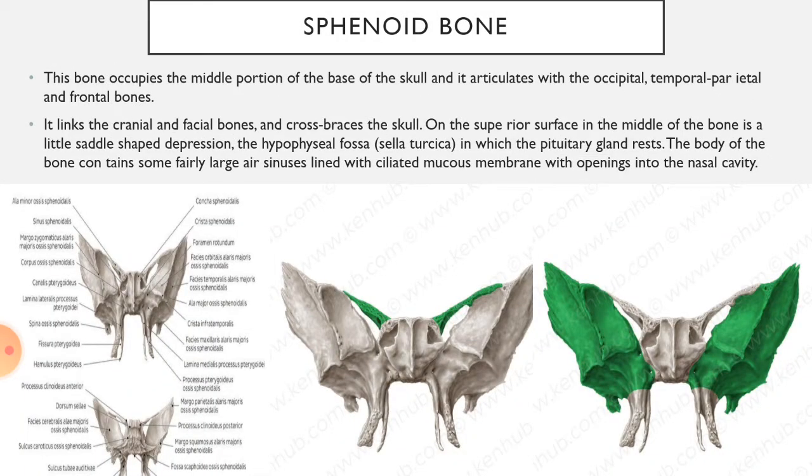Next is the sphenoid bone, and this bone occupies the middle portion of the base of the skull, and it articulates with the occipital, temporal, parietal and the frontal bones. It links the cranial and the facial bones and cross braces the skull. On the superior surface in the middle of the bone is a little saddle-shaped depression, the hypophyseal fossa, which is called the sella turcica, in which the pituitary gland rests. The body of the bone contains some fairly large air sinuses lined with a ciliated mucous membrane with openings into the nasal cavity, which are the sphenoid paranasal sinuses.